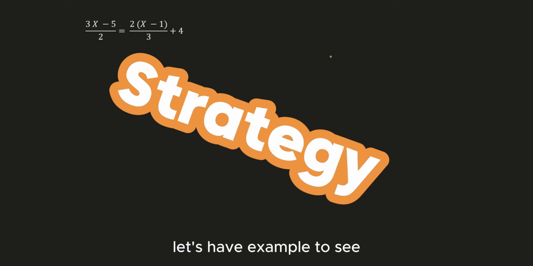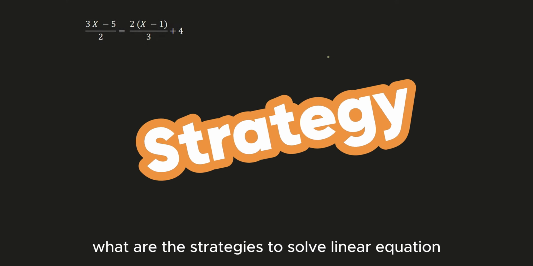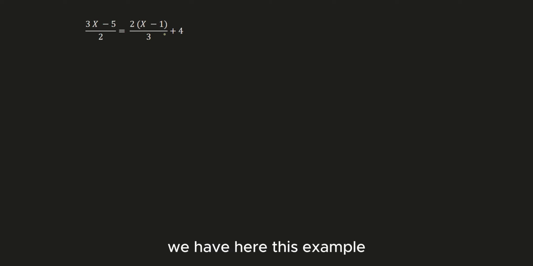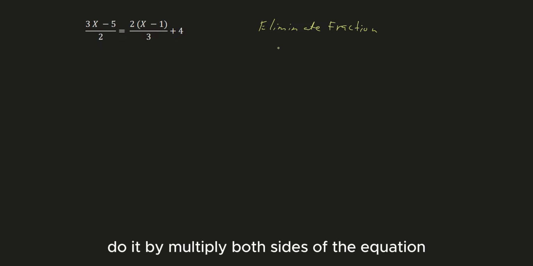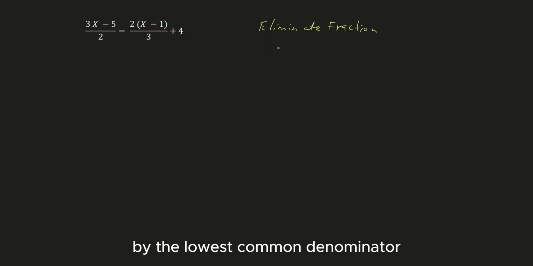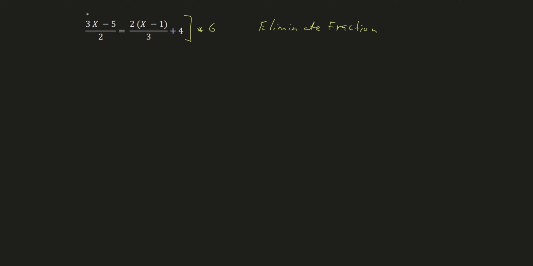Let's have an example to see what the strategies are to solve a linear equation. We have this example, and the first thing is to eliminate fractions. We can do this by multiplying both sides of the equation by the lowest common denominator. Here we have 2 and 3, so the common denominator is 6. So we multiply both sides by 6.